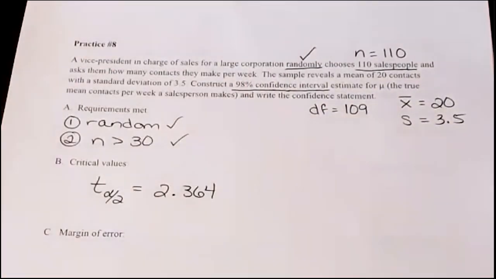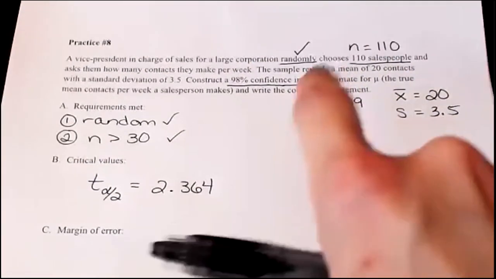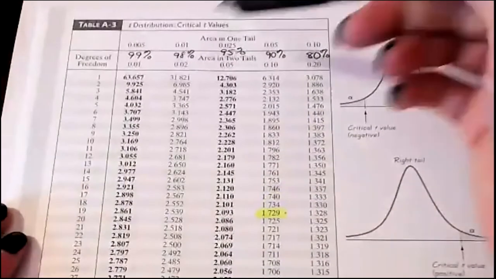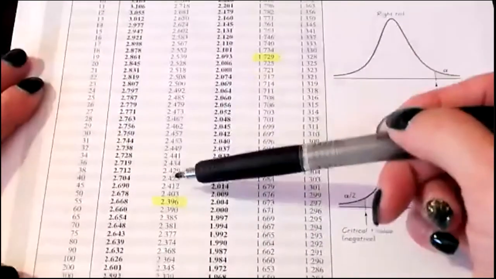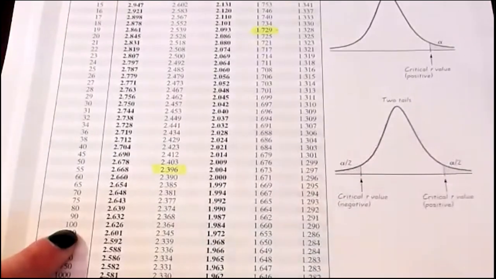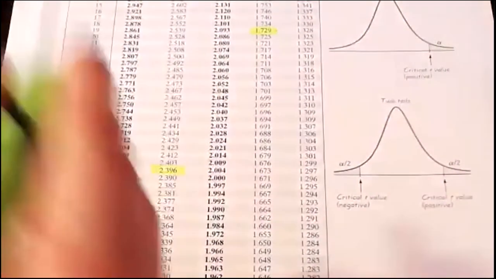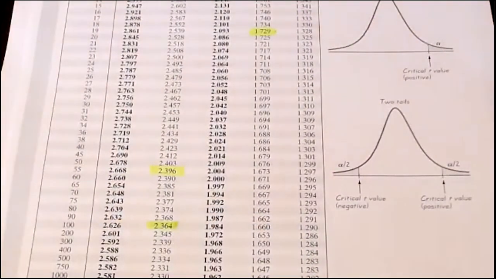2.364. If you're still unsure as to how I got this, let me show you the T table for a moment. Remember, it's a 98% confidence interval with degrees of freedom 109. So you go to where you're looking at 98%, go all the way down to 109. There is no 109, but the closest is 100. So our critical value is 2.364. I'm going to go ahead and highlight that value so that you can see it on the chart. We always go to the closest one. Beautiful.